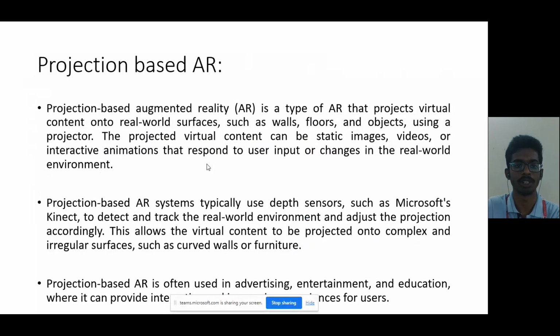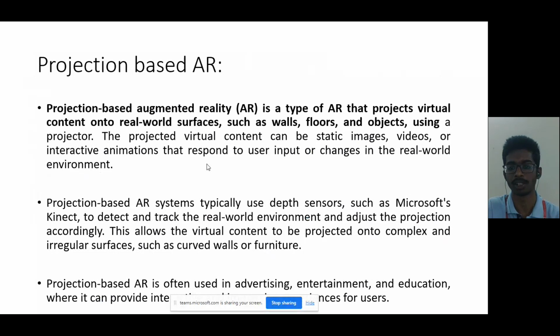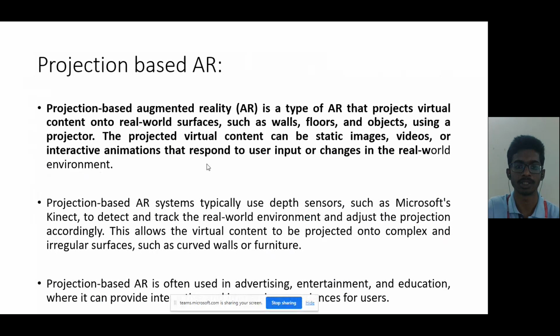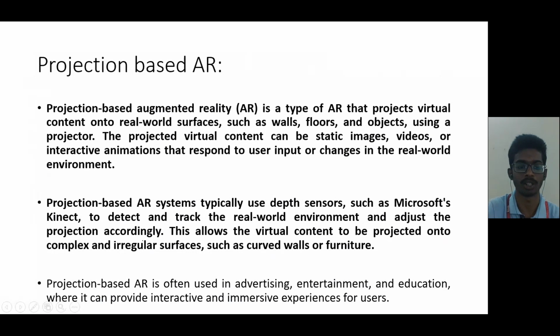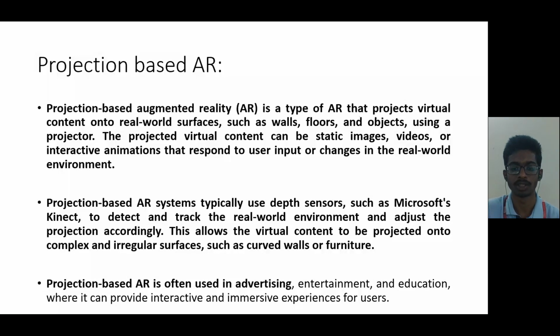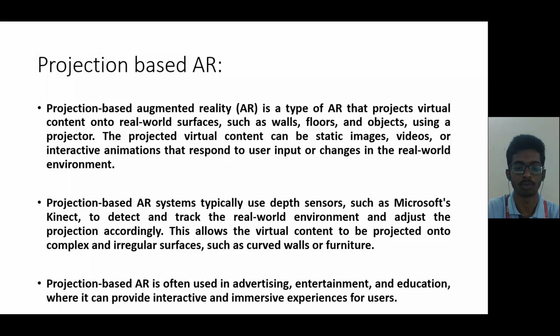And then projection-based augmented reality. Projection-based augmented reality is a type of augmented reality that projects virtual content onto real-world surfaces such as walls, floors, and objects using a projector. The projected virtual content can be static images, videos, or interactive animations that respond to user input or changes in the real-world environment. Projection-based augmented reality systems typically use depth sensors such as Microsoft Kinect to detect and track the real world environment and adjust the projection accordingly. This allows the virtual content to be projected onto complex and irregular surfaces such as curved walls or furniture. Projection-based AR is often used in advertising, entertainment, and education, where it can provide interactive and immersive experiences for users.